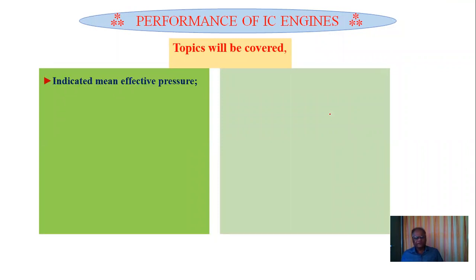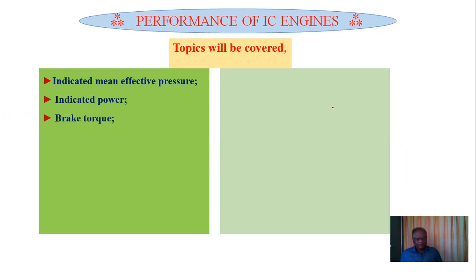Very first one is indicated mean effective pressure. The pressure inside the cylinder will not be constant, because the pressure varies along with the movement of the piston inside the engine cylinder. We calculate the indicated mean effective pressure of the engine cylinder. The next is indicated power. With the help of the indicated mean effective pressure, the indicated power developed inside the engine cylinder will be calculated.